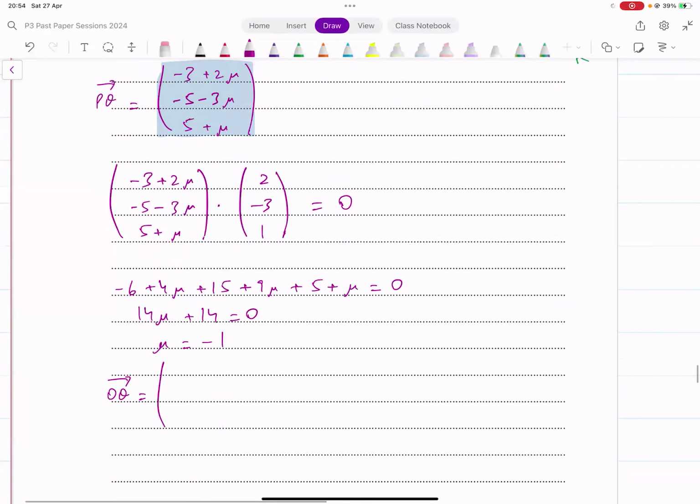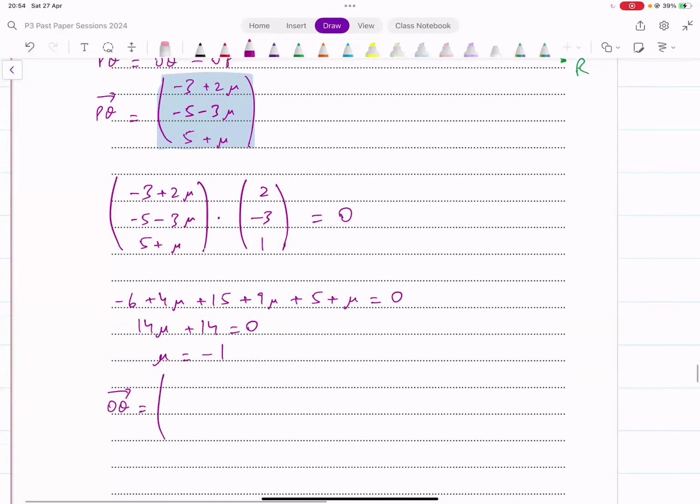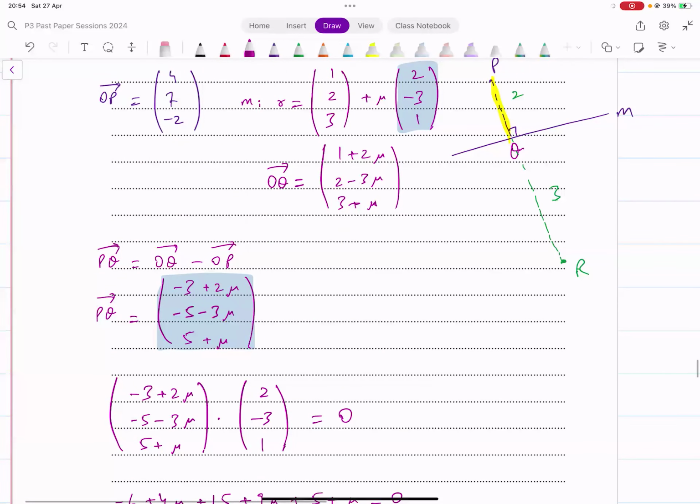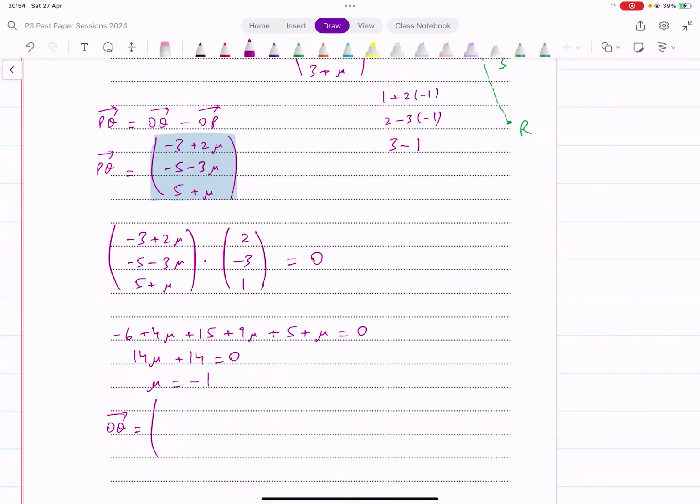Let's write down that position vector. In place of mu, we have to input negative 1. So what does this become? You can just write it here: 1 plus 2 into minus 1, 2 minus 3 into minus 1, and 3 minus 1. That will be 1 minus 2, which is minus 1. 2 plus 3, that's 5. And 3 minus 1, that's 2. So the position vector of Q turns out to be this. We've got the vector OQ.